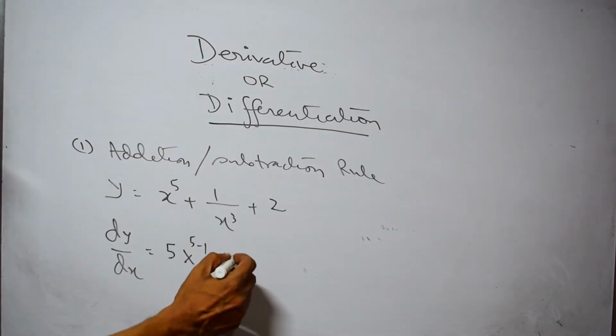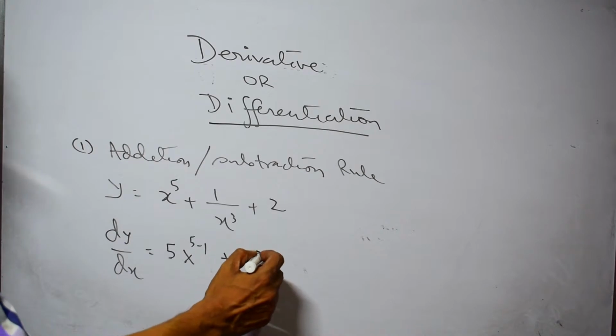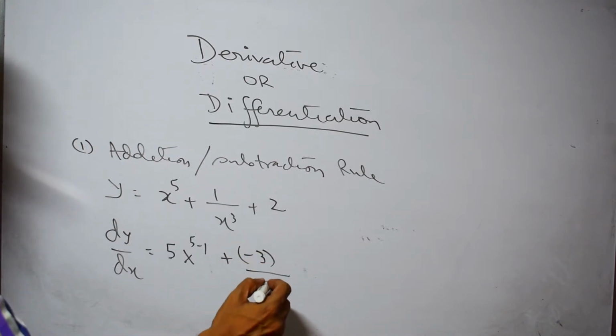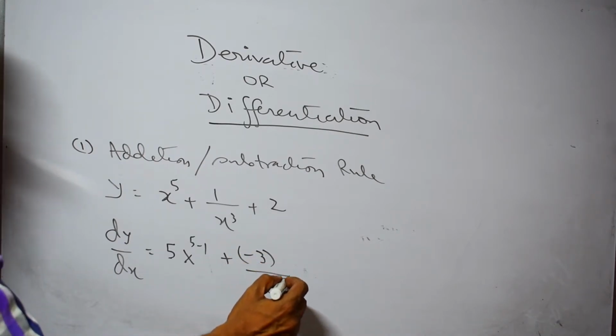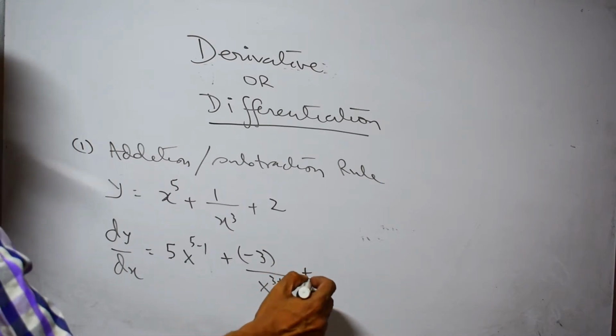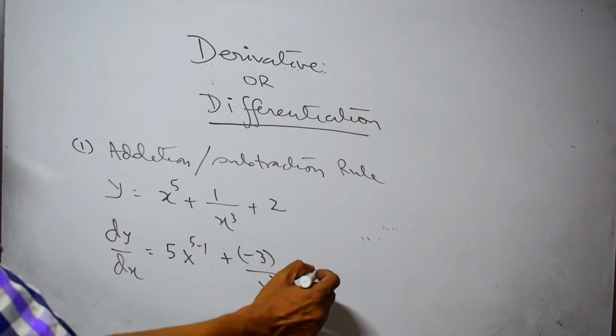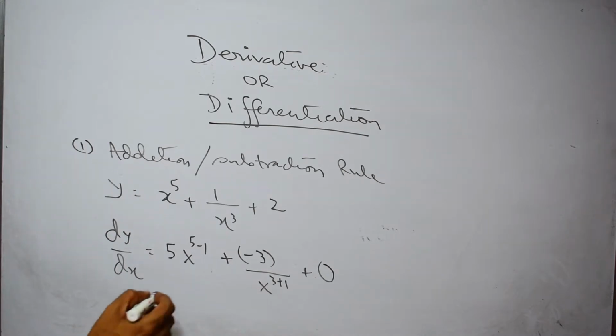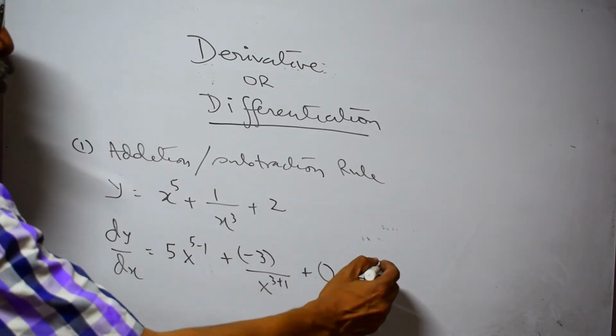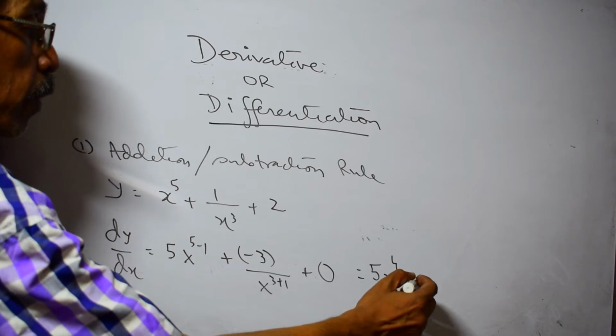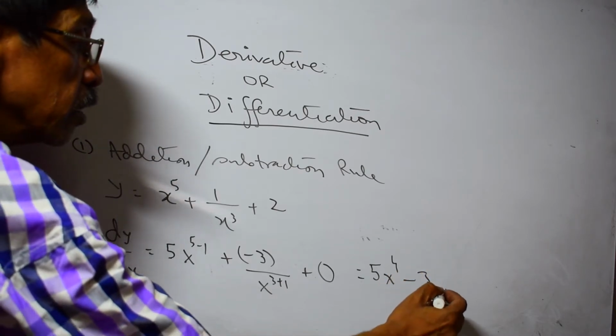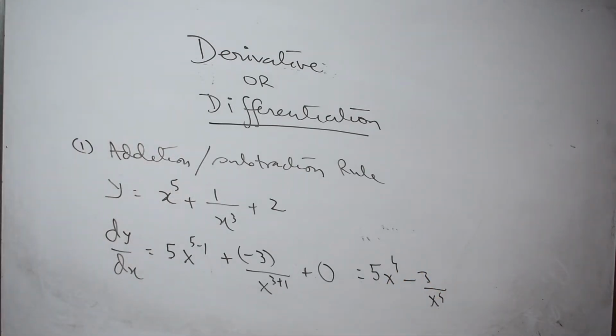The next one, 1 by x to the power 3, will be minus 3 by x to the power 3 plus 1, that is n plus 1. And the last one, the derivative of 2, is 0. So your answer will finally be 5x to the power 4 minus 3 divided by x to the power 4. So this is the final answer to this expression.